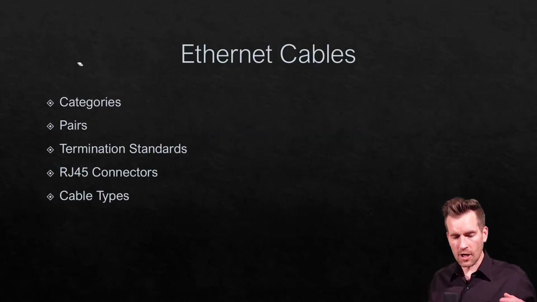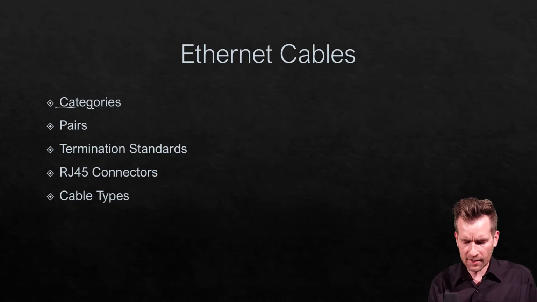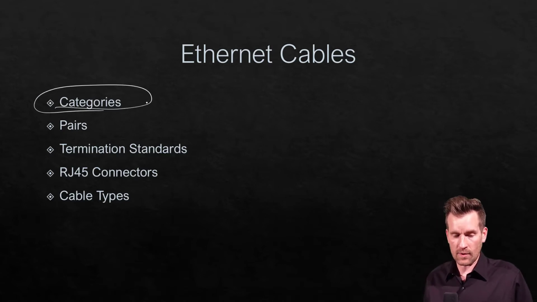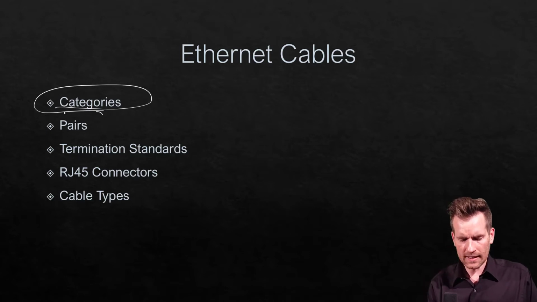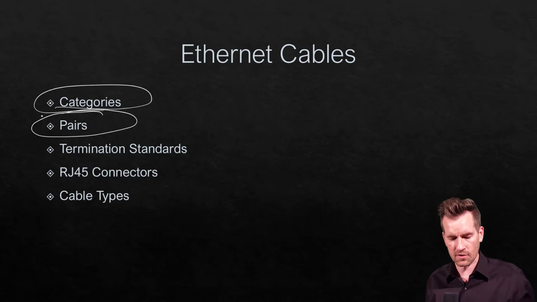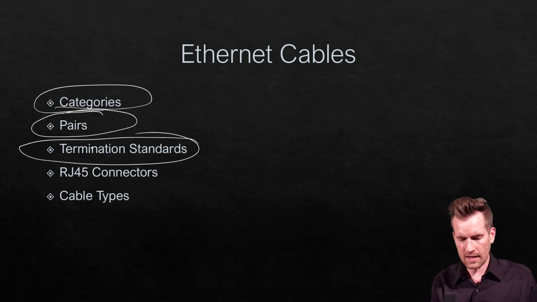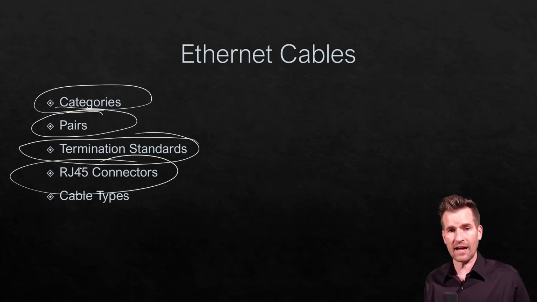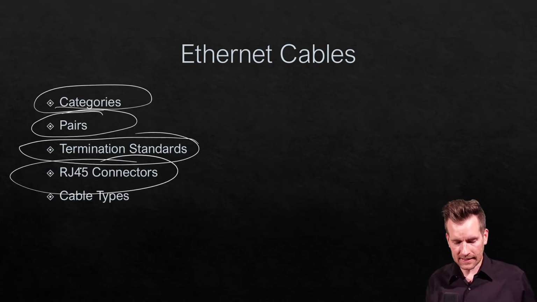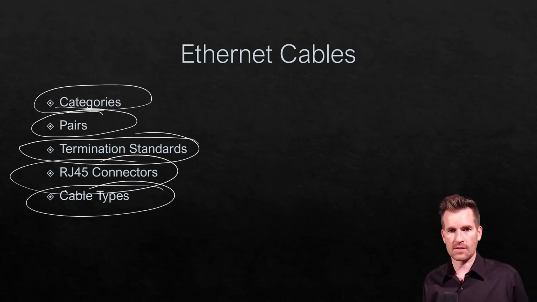All right, in this video, what we're going to cover is the different categories of twisted pair that are out there that we can use for these Ethernet cables. We're going to talk about pairs and make sure we have a deep understanding of how these pairs are set up. We're going to talk about termination standards and RJ45 connectors, so we can take a look at what those look like and how that plays into cable types, such as straight through cables or crossover cables. So let's get started.